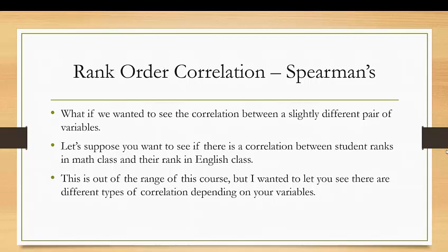Okay, for example, what if you wanted to see if there's a correlation between students' rank in their math class and their rank in their English class? Okay, at this point, since we're doing rank order, we could not use the correlation coefficient rho. We would have to use Spearman. And again, it changes the formula slightly. So it's out of the scope of what we're doing, so we're not going to do that, but I just wanted to let you know that, again, this is just one more aspect of statistics of why you need to take another class after you finish this one.